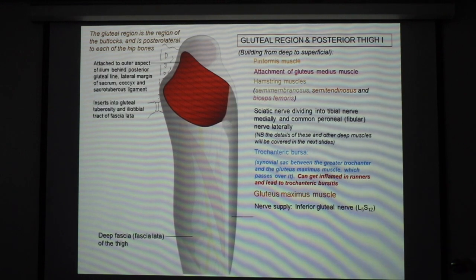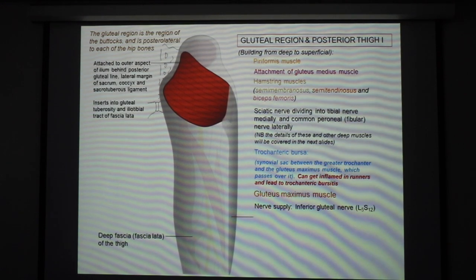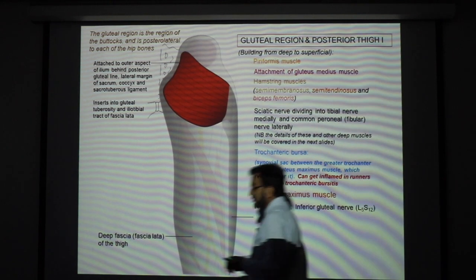Okay. Deep fascia we have already talked about before. Let's go to the next slide.